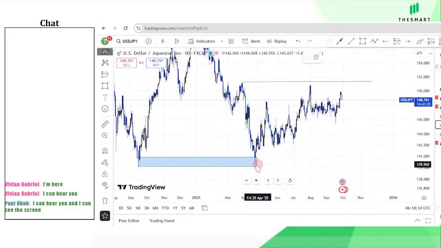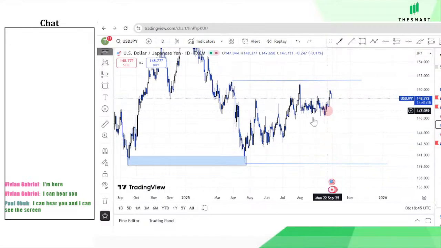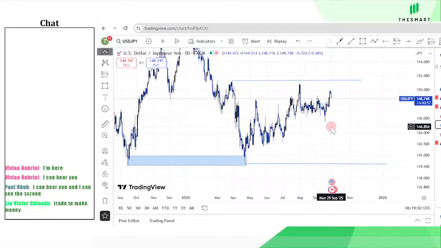Now we have this low on the daily. These are the major lows and highs on the daily time frame for USD JPY, and we're stepping down to 4 hours to actually understand the current price action, if we have any trade setup for USD JPY.